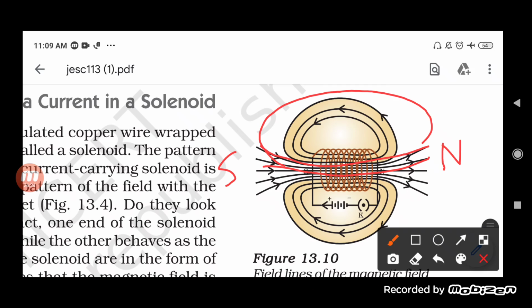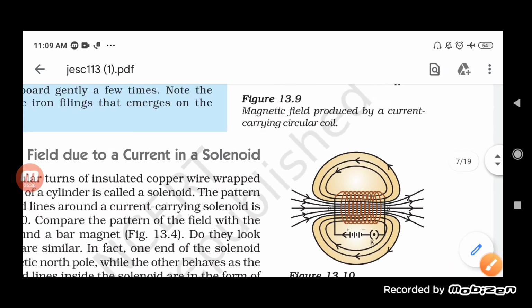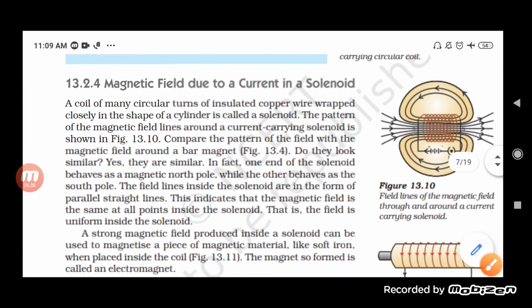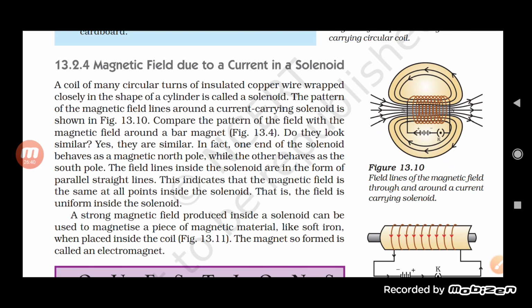Now by all this, it behaves like a bar magnet, students. Similarly, the kind of magnetic field produced by the solenoid is like that of a bar magnet only. Now what is the use of the solenoid? Why do we use a solenoid, students?